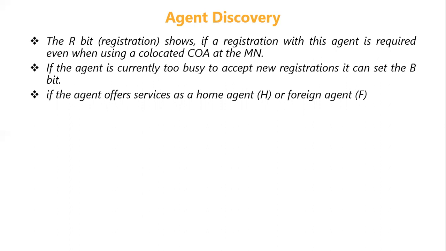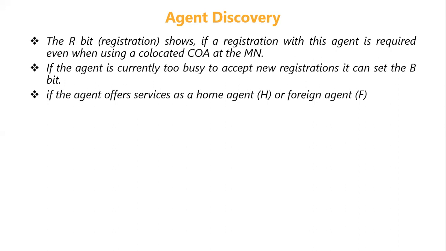A foreign agent setting the F bit must advertise at least one COA. The foreign agent which is setting the F bit must advertise at least one COA. If this F bit is set, then at least one COA must be advertised.